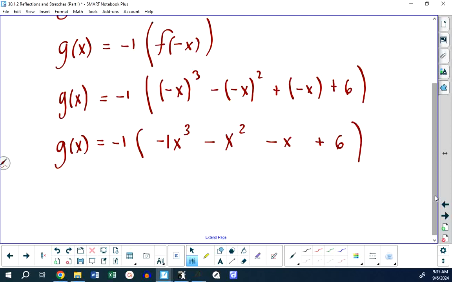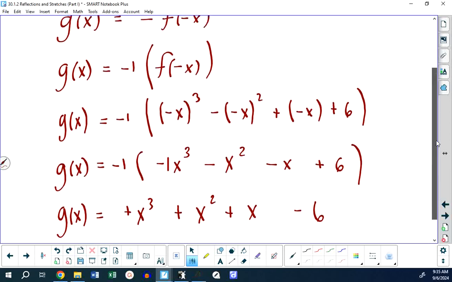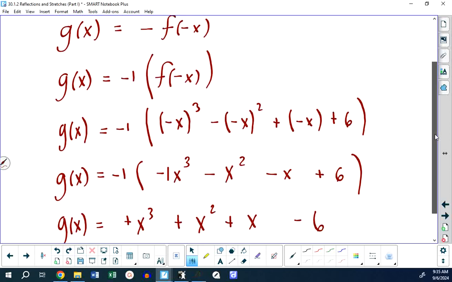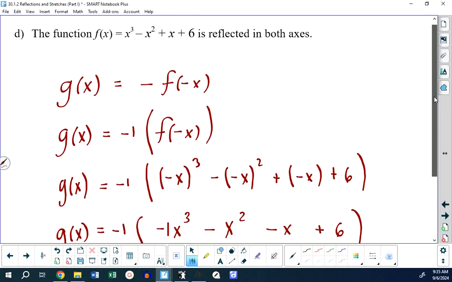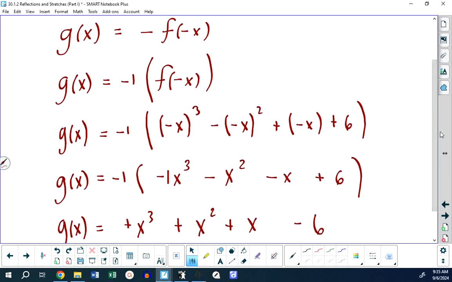And now we can take that negative 1 out in front and multiply it through everything. So the function will be positive x cubed plus x squared plus x minus 6. So again, we put negative x in for x everywhere to begin with, clean that up, and then multiply everything by negative 1. And I just want to check my work here. Negative, positive, positive, positive. So negative x cubed, negative x squared, negative x, positive x. We're good. Okay.